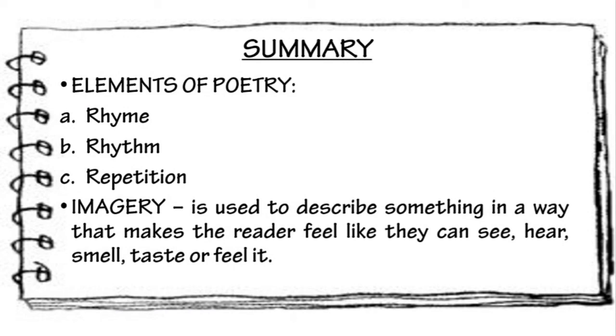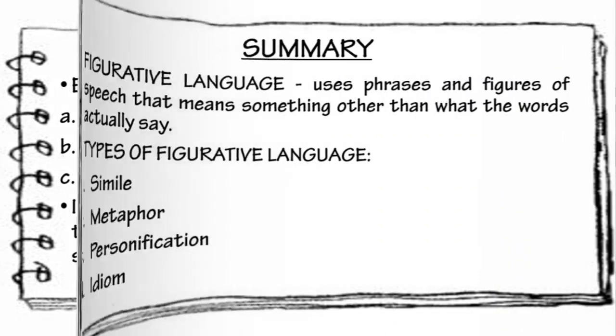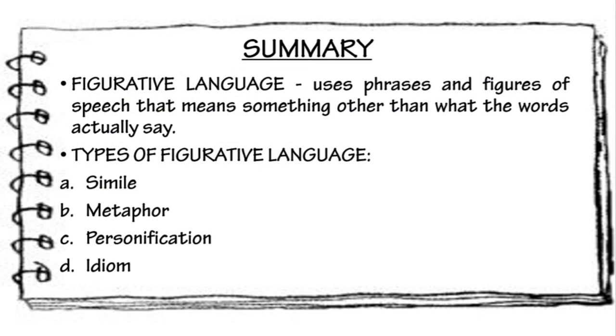So again, what is imagery? Imagery is used to describe something in a way that makes the reader feel like they can see, hear, smell, taste, or feel it. Next, figurative language. Figurative language uses phrases and figures of speech that mean something other than what the words actually say. We have the different types of figurative language: simile, metaphor, personification, and idiom.